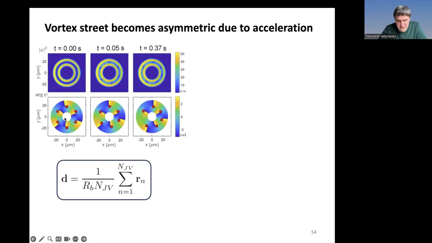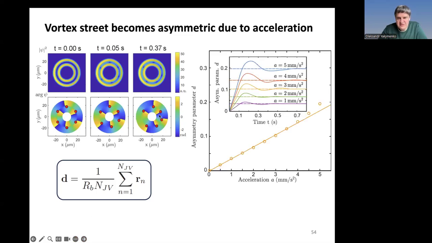So what happens if you apply the acceleration? Then you can see that the deformation asymmetry parameter tends to some value after the relaxation process. And this value, which is shown by a dashed color line in the inset, depends on the acceleration only. It doesn't depend on the dissipative rate, but it depends on the acceleration.